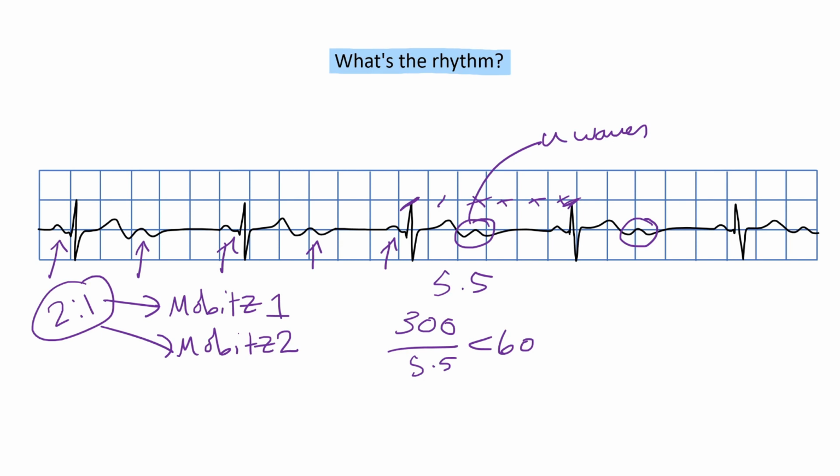Now, I hope this example taught you two things. The first is a special case of a 2-to-1 block, where we can't tell whether it's a Mobitz 1 or Mobitz 2. So in those cases, I would just label it as a type 2 AV block. And the second is that often there are other causes that can look like an AV block.